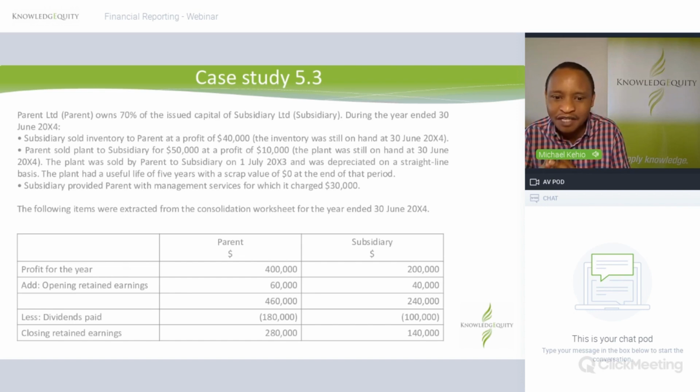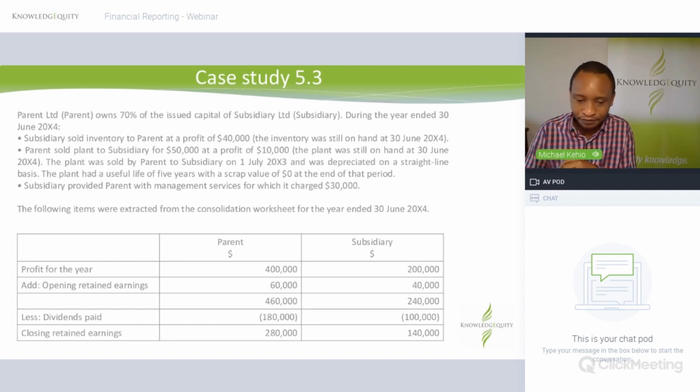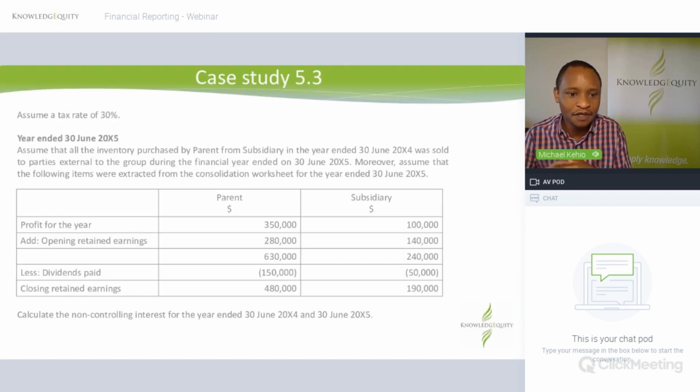The following items were extracted from the consolidated worksheet for the year ended 30th June 20x4. So you can see there that we have the parent company, we have the subsidiary company, we have the profit clearly indicated, the opening retained earnings, the dividends paid, as well as the closing retained earnings. So that equity section is very clear to us here. Now, I want you to just familiarize yourself with these figures here because we're going to be utilizing them to calculate a number of amounts or figures. So assume a tax rate of 30%.